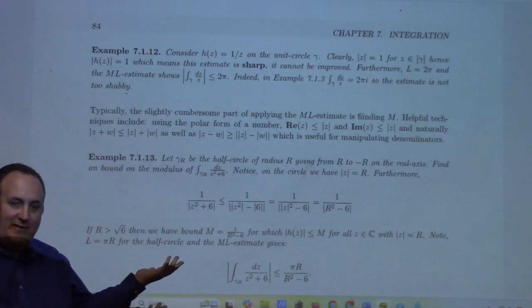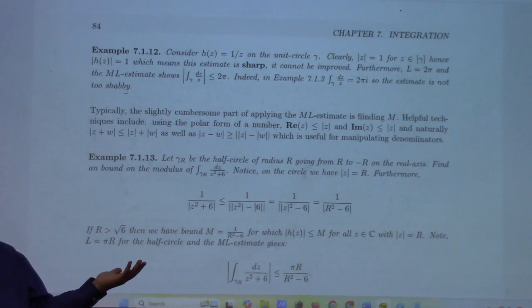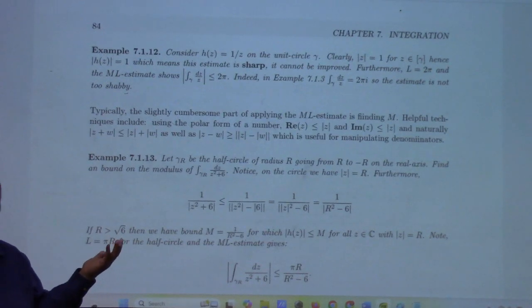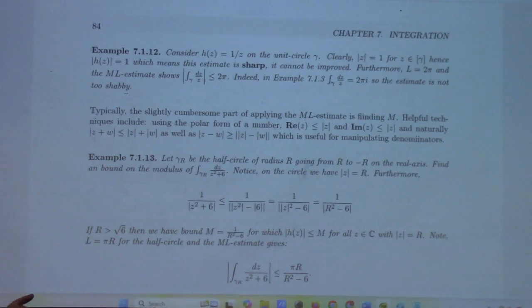That's pretty good, right? We calculated it was 2 pi i. So what's the modulus of 2 pi i? 2 pi, right? It works, yay. Here's a less stupid example.